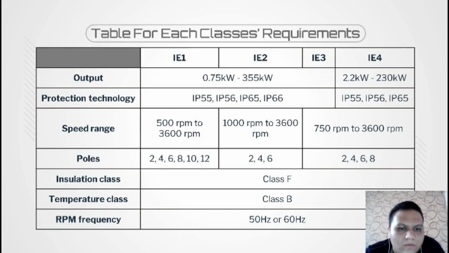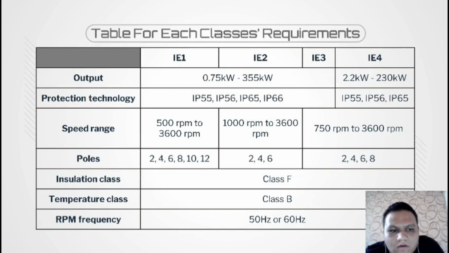For the output, IE1, IE2 and IE3 use 0.75 kW to 355 kW. For IE4, the output is 2.2 kW to 230 kW. For the protection technology, IE1, IE2 and IE3 use IP55, IP56, IP65 and IP66. For IE4, the protection technology is IP55, IP56 and IP65.